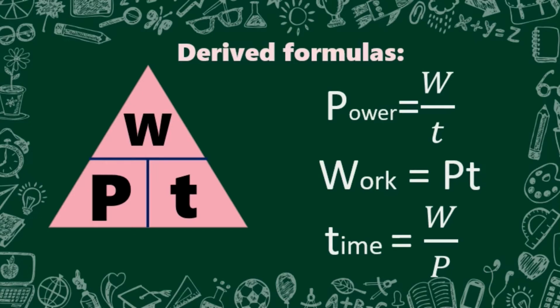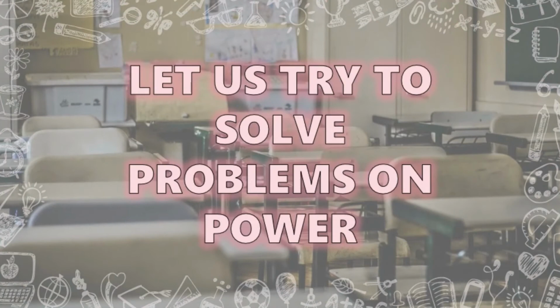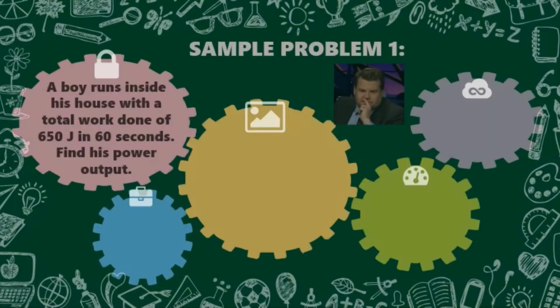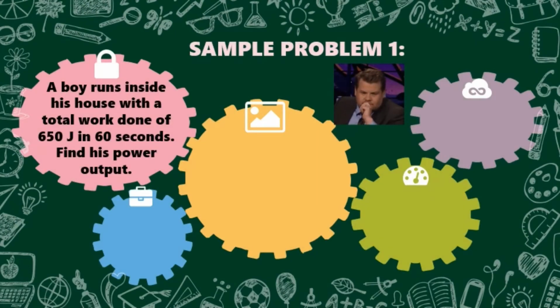Okay? So, let's proceed. Let us try to solve problems on power now. So, sample problem 1. A boy runs inside his house with a total work done of 650 joules in 60 seconds. Find his power output. Okay, so in this problem solving, sample problem 1, we have the given. Okay, but before we proceed with the solution, ano nga ba ang dapat nating tandaan sa pagsosolve?